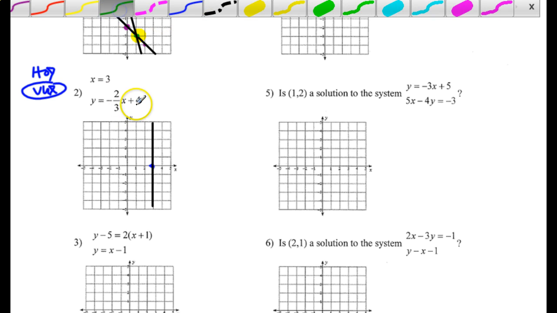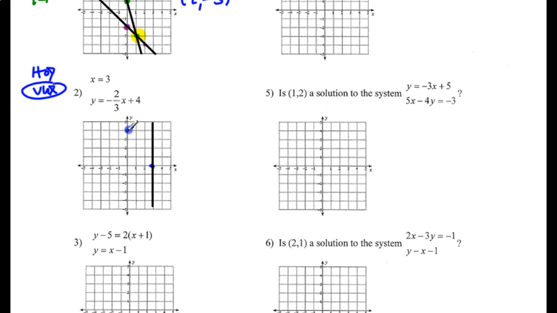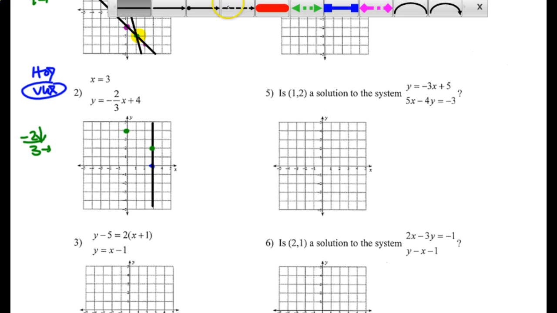Alright. Now I'm going to graph the second one. Positive 4 is my intercept, my y-intercept. Slope is negative 2/3, so we'll make the top number negative. So we'll go down 2, right 3. Down 2, right 3. Get your ruler, and we're going to connect those lines.